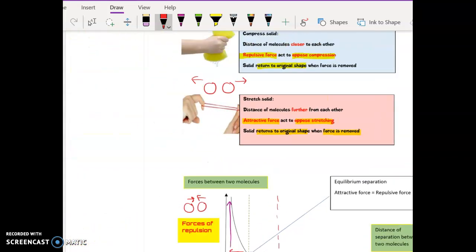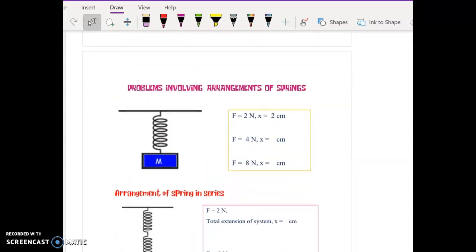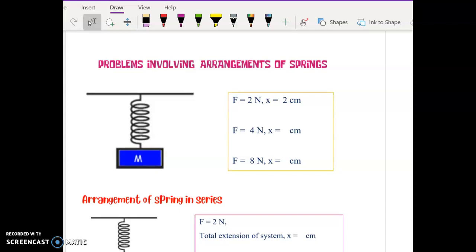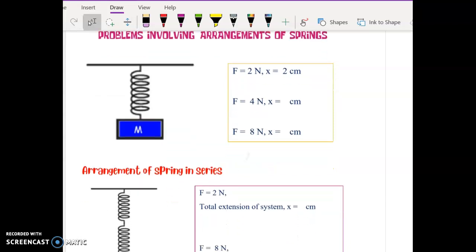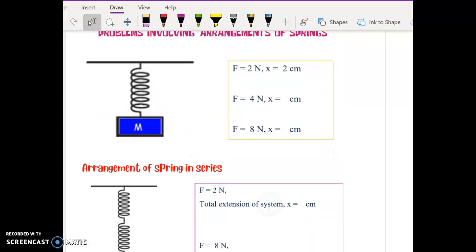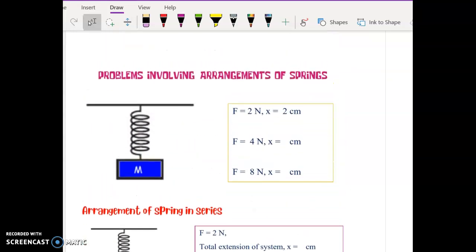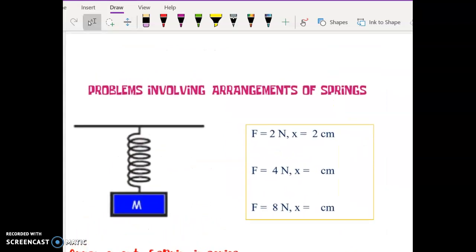Okay, now let's do an exercise on problems involving the arrangement of springs. In many daily applications, like in motorcycles, baby cradles, and so on, we can see springs arranged in series and also springs arranged in parallel. To compare the differences between the extensions of springs in series and springs in parallel, we need one standard spring first.